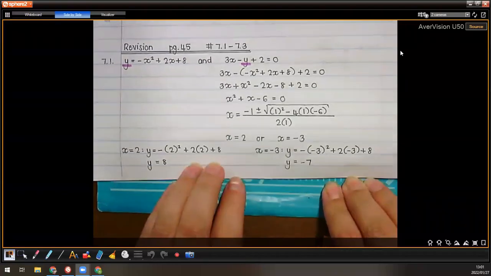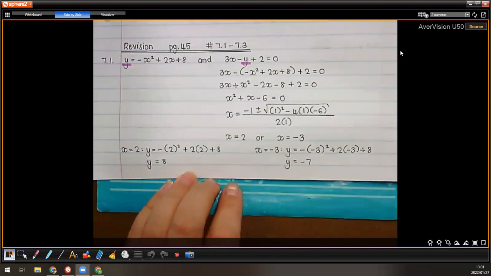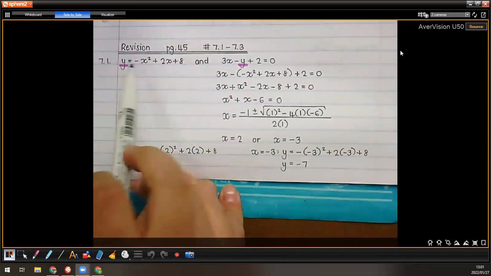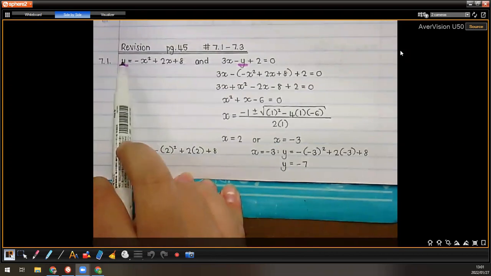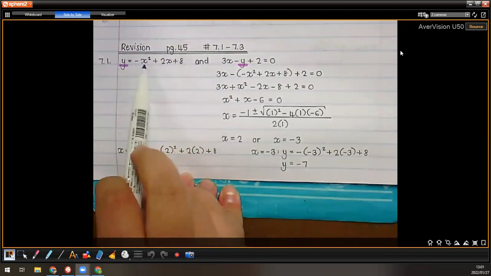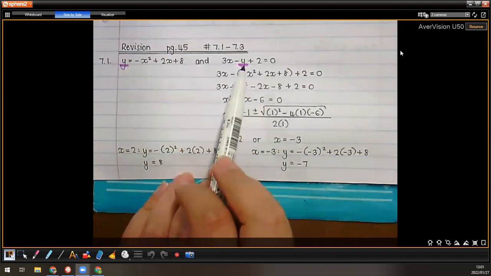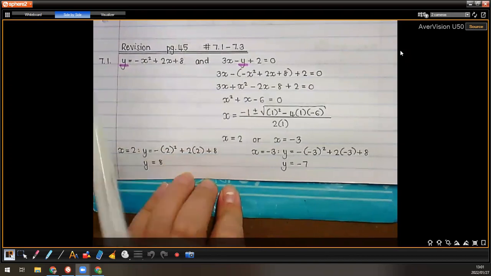Check, oh, I see I didn't underline the y that I subbed in. We just do that quickly. So here we spoke about this yesterday already. They gave us y equals. All right, so that y is already isolated. So where we now see a y in the other equation, we need to put this whole expression.